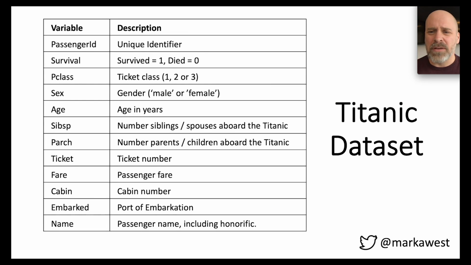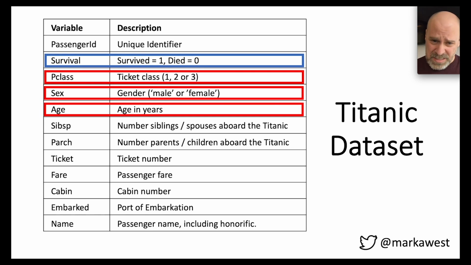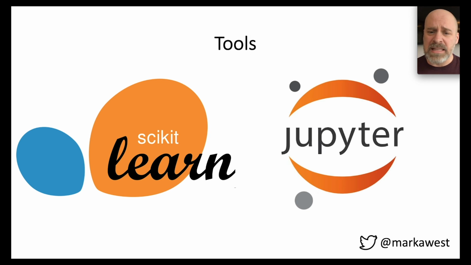I'm not going to go through all the different values here. I'm just going to point out the ones that I'm most interested in. And that would be whether they survived or not, the class they travelled in, their gender, and their age in years. The tools I'm going to use are going to be scikit-learn and the Jupyter Notebook.